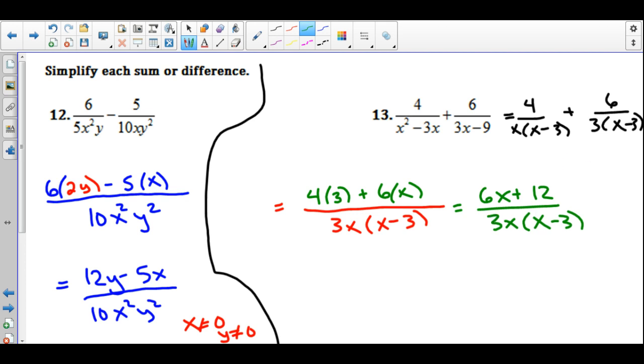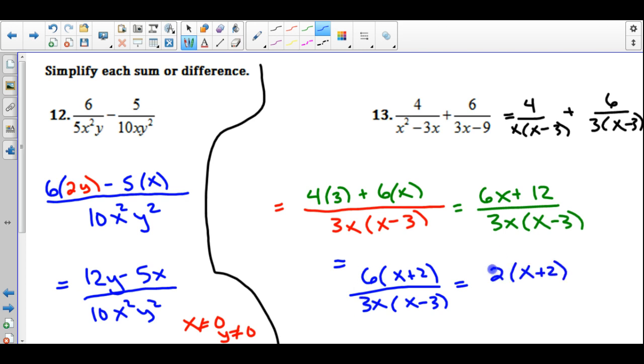I can still go further than this though. What I'm going to actually do on top is factor out a greatest common factor of this, which is 6. And if I do that, I'm going to be left with x plus 2. And on the denominator, I have 3x times x minus 3. So my last step then is to divide. 6 divided by this 3 means I'm going to have 2 in my numerator times x plus 2 over a quantity of x times x minus 3.